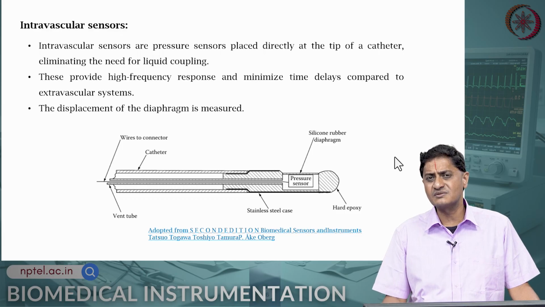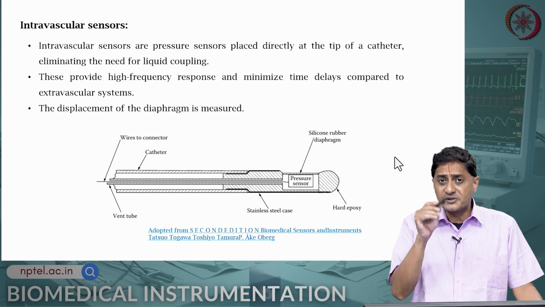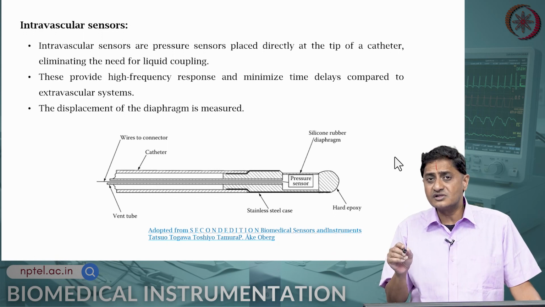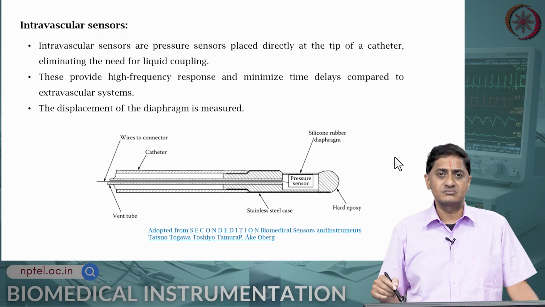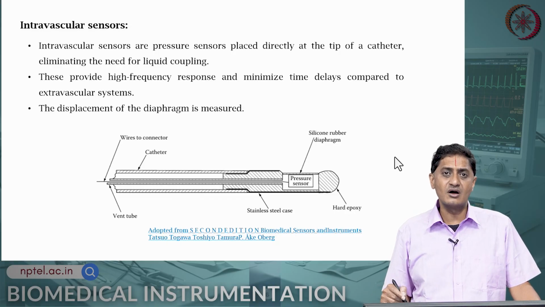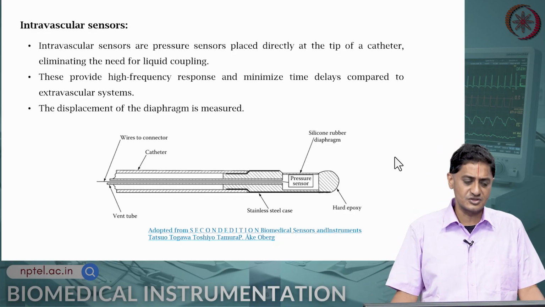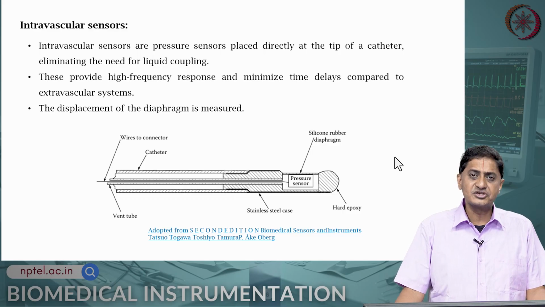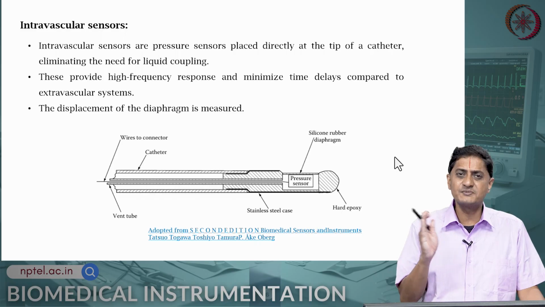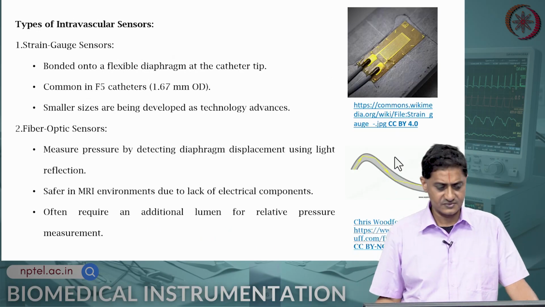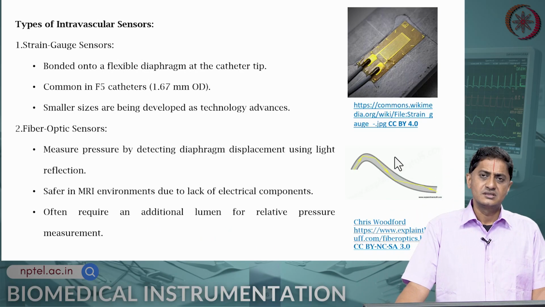Why is the extravascular system going to have more delay? Because the pressure wave will have to travel the entire liquid column. So, there is a delay, it takes non-zero time for this to happen. And what we measure is the displacement of the diaphragm. What are the various types of sensors that can be used for this?